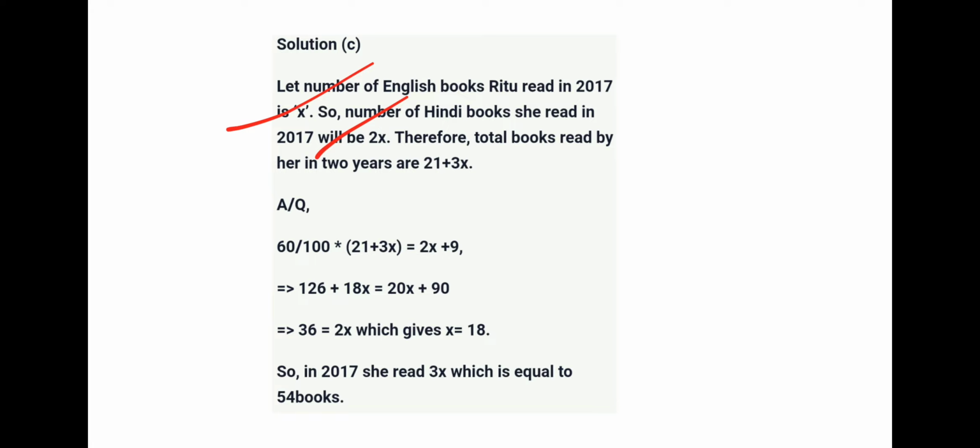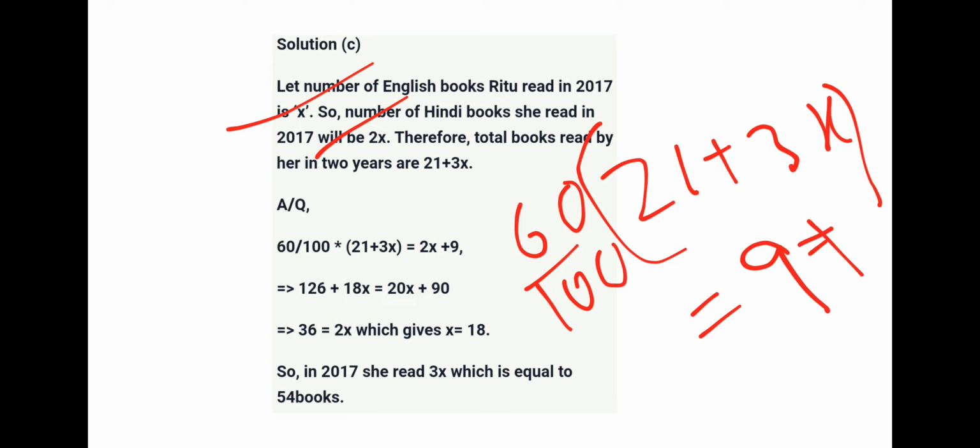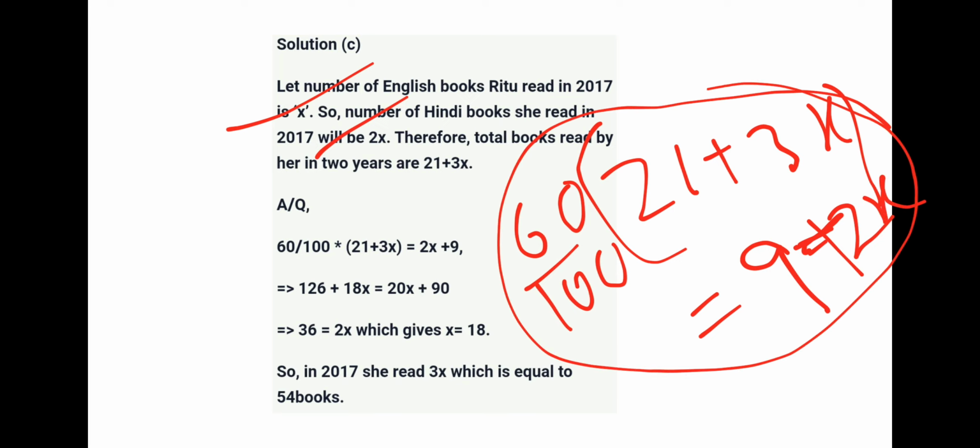So the total value of books she read in 2017 is 2x plus x, that is 3x. And in the 2 years, she read 21 plus 3x books. Out of this total, 60% she read is Hindi books. So in 2016, the value of Hindi books is 9, and in 2017, the value of Hindi books is 2x. If you calculate this, you will get 126 plus 18x is equal to 20x plus 90. So the x value will be 18.